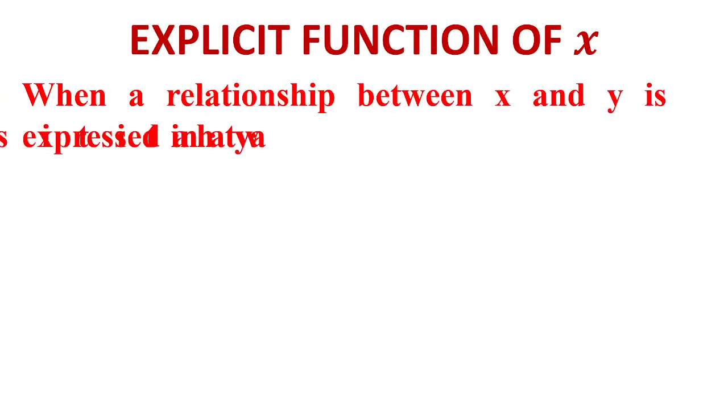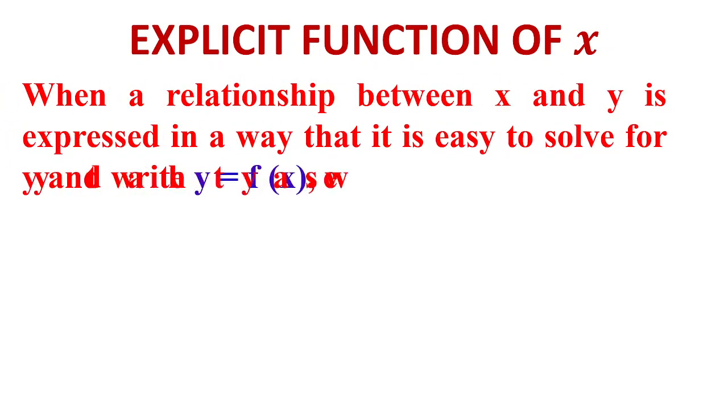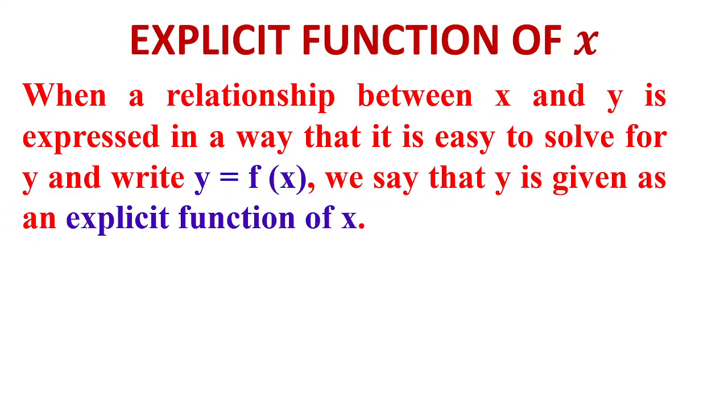Let us see what we mean by an explicit function before we get an idea about implicit. Suppose a relationship between x and y is expressed in a way that it is easy to solve for y and write y is equal to f of x. We say that y is given as an explicit function. Very simple. y is given as a function of x, y is equal to f of x. We have seen a lot of examples.